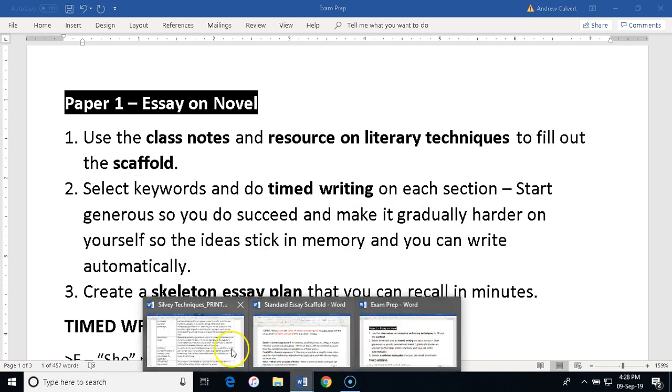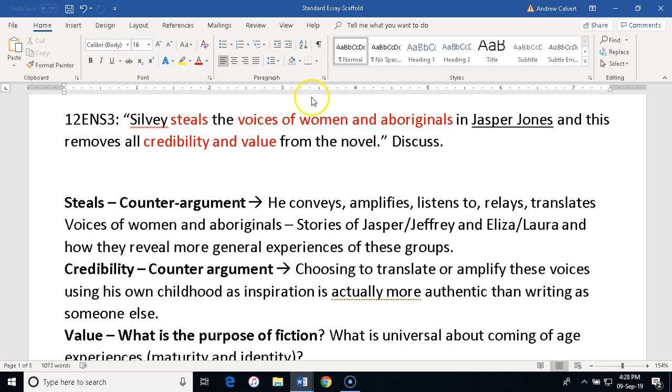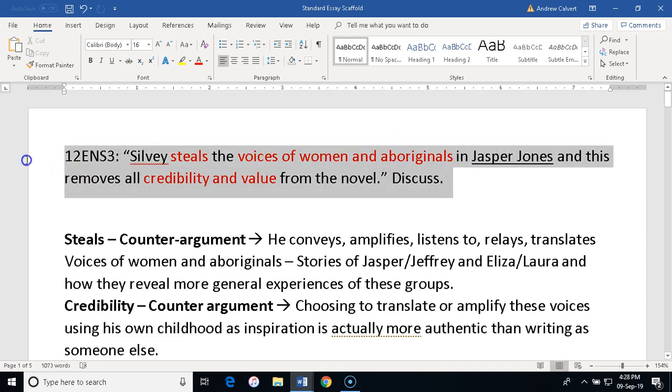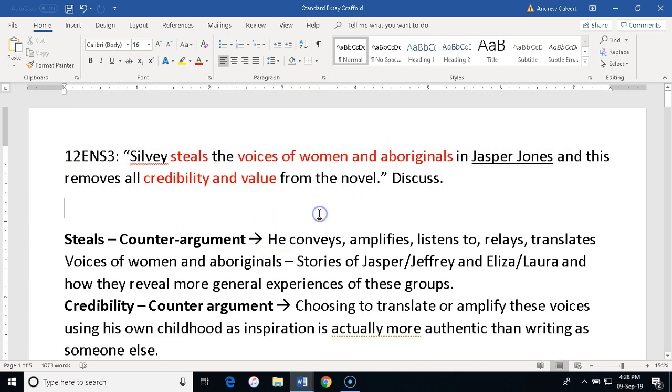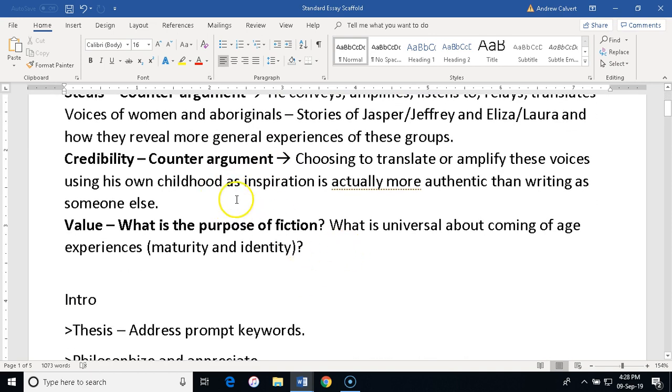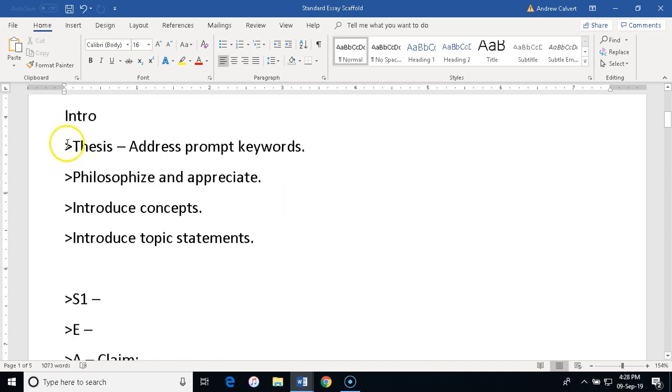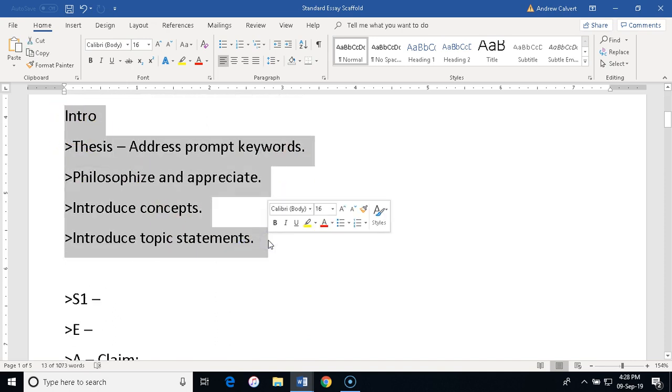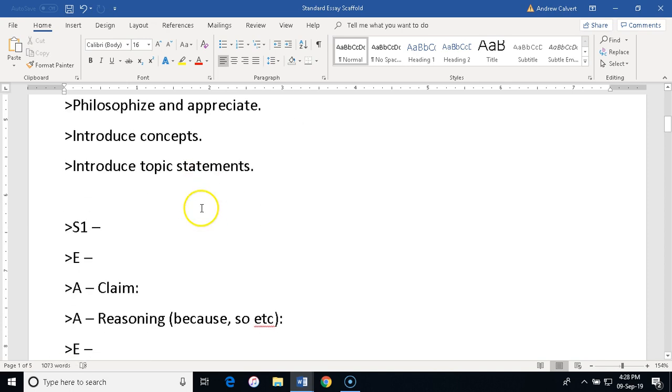So that's that resource, and we also have a scaffold for them, very similar between advanced and standard, and it looks like this. We have an example question, though you definitely won't get this one, just an example question to work with. How to break it down into keywords, and then you get a scaffold for what should appear in all sections of the essay.